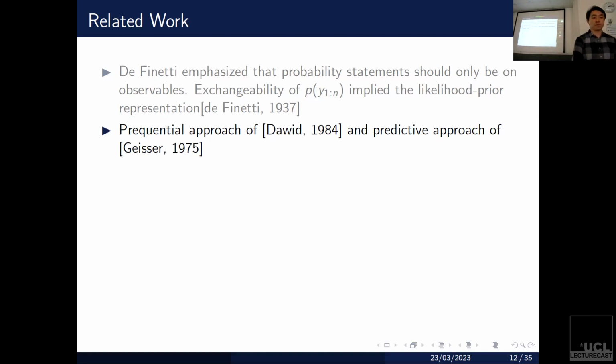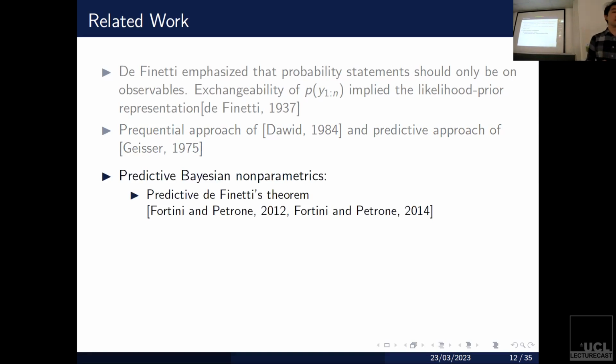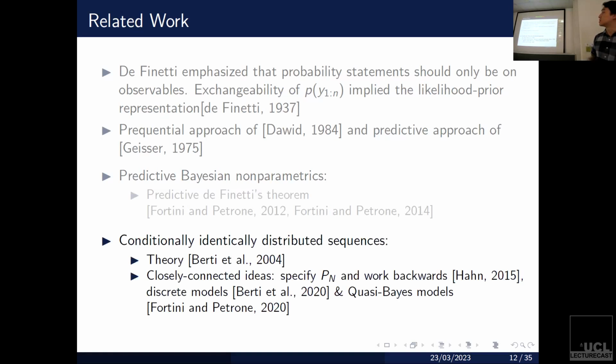More close to the Bayesian nonparametrics literature are these ideas in predictive Bayesian nonparametrics. There's a predictive de Finetti's theorem which connects exchangeability in predictive distribution to these posteriors, done by work by Fortini and Petrone. And there's also going to be this theoretical framework, which I'm going to talk a little bit about, but not too much, on sequences called conditionally identically distributed sequences. The theory was introduced by this wonderful paper in 2004 by Berti et al. And we're going to lean very heavily on this theory, but luckily there's going to be some really nice intuitions. The idea here is that conditionally identically distributed sequences are going to be a relaxation of exchangeability that has this really nice predictive interpretation.